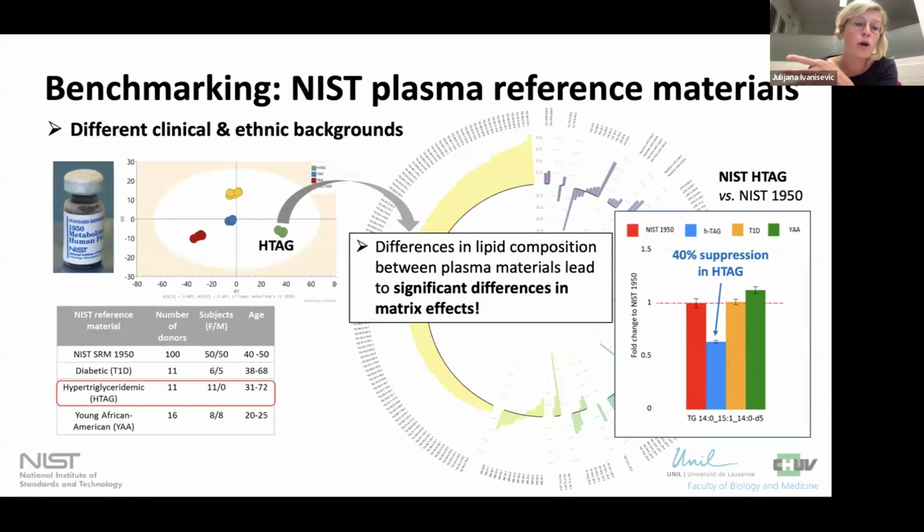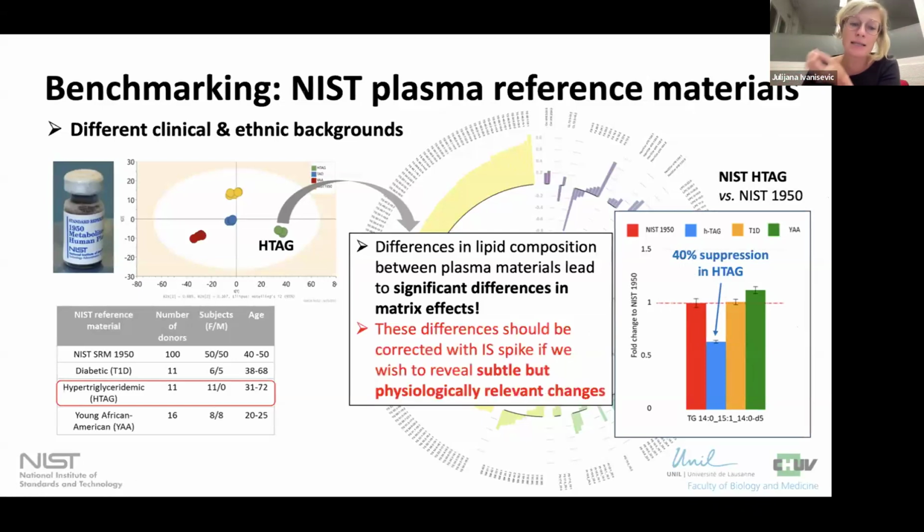And when we talk about population studies, so human studies, these differences should really be corrected with the internal standard spike if you wish to reveal the subtle but physiologically relevant changes. This is especially relevant for heterogeneous human populations where there is a multitude of confounding factors that affect or contribute to the measured variability.